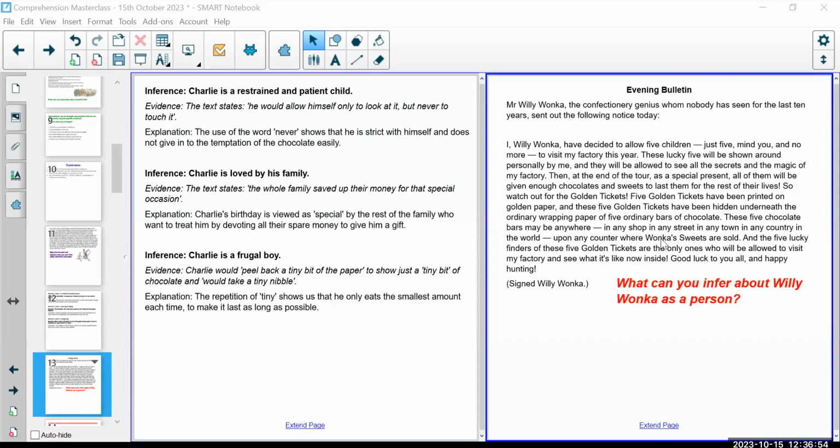I'll do one more for now, but a lot of these are looking good. I can see you are all taking my commands on board here. Mr. Wonka is very proud of his factory. The evidence is, these five will be shown around personally by me. Evidence, he repeats I and my often in his advert. Yes, excellent. Personal pronouns. He wants to show the five children around the factory himself. Yes. And then I would say it suggests that he is proud of it, or suggests that he feels a sense of ownership over it.